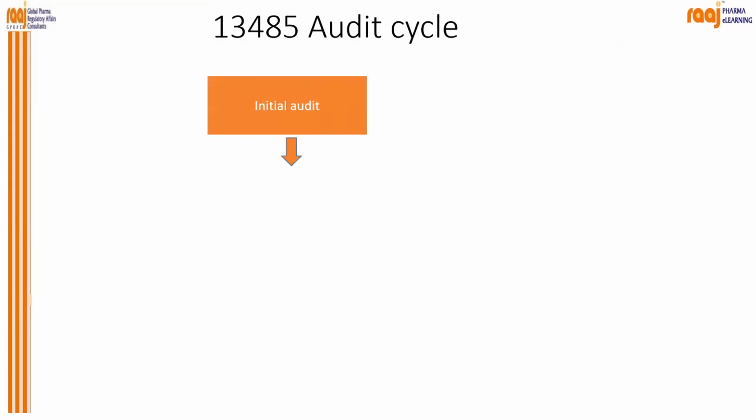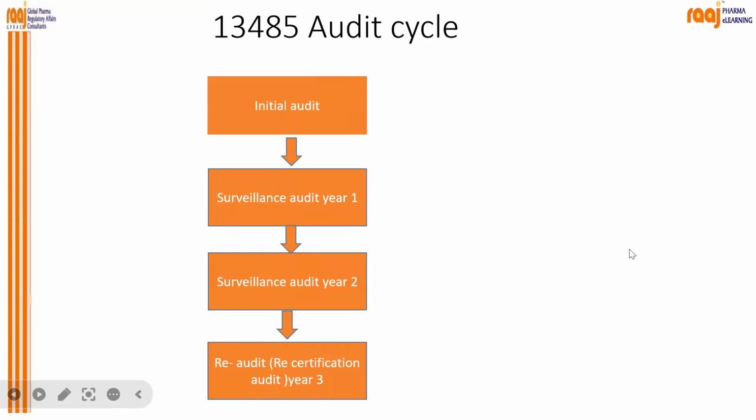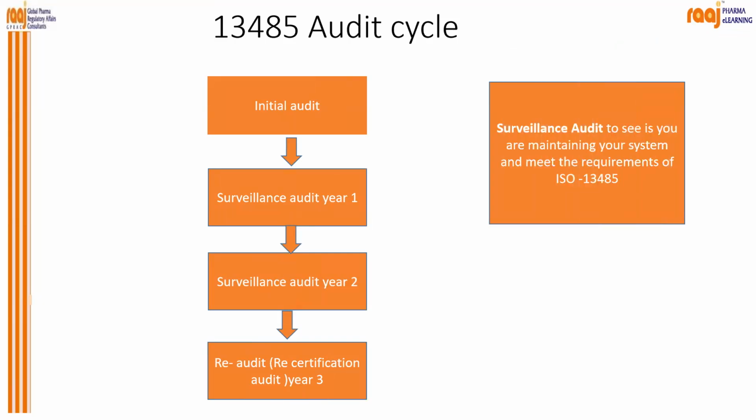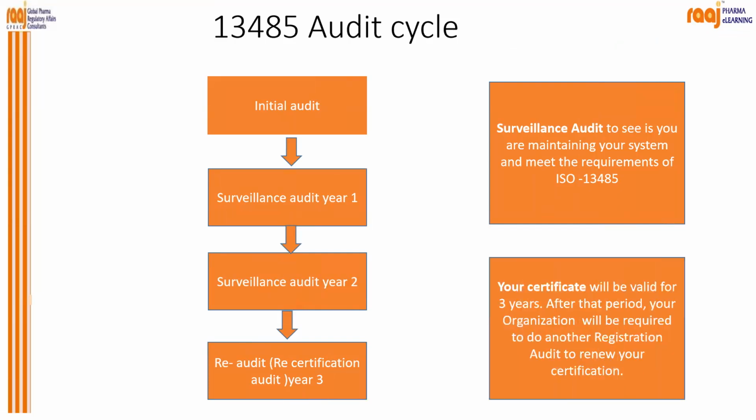Usually when you go for a quality management system, the initial audit takes place. After the stage 1 and stage 2 audits, you get the certificate, which will be valid for 3 years. Every year there will be a surveillance audit, and after 3 years there will be a recertification audit, called the RC audit.